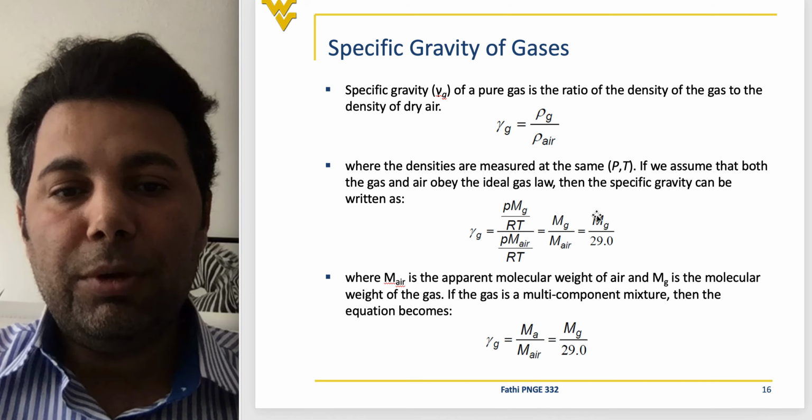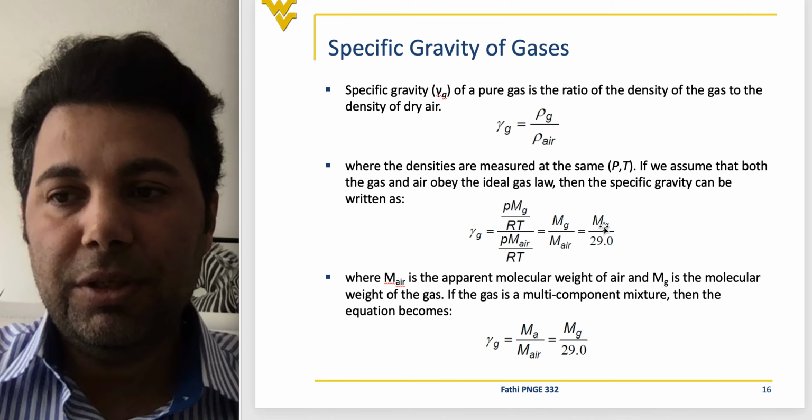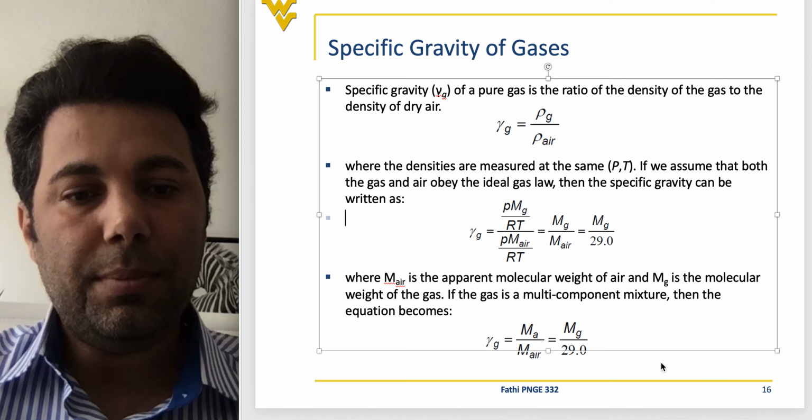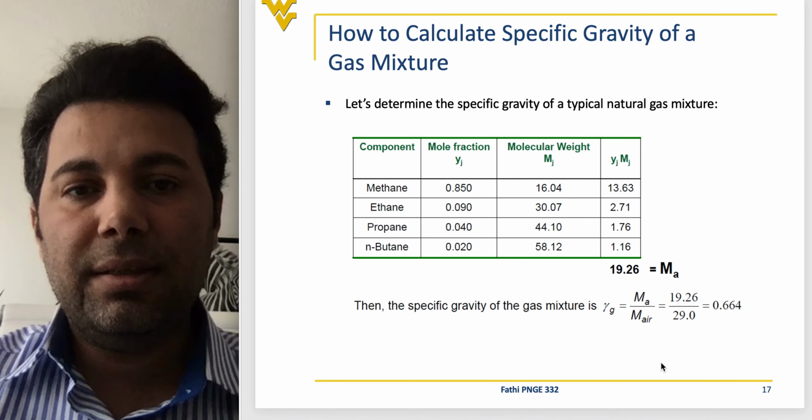How do we get the apparent molecular weight of gas? This is simply equal to the summation of the mole fraction of the different components of gas in this mixture times their molecular weight. Okay. So here is an example.